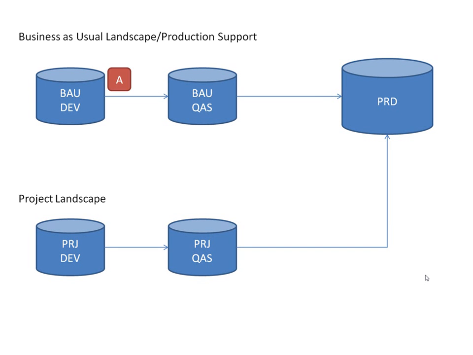Now suppose we make an emergency correction to some object. It starts in business as usual development, migrates to QAS, and finally into production. The life cycle of this change may be measured in a few short hours. Now what if we change the same object in the project stream? As with BAU, it starts off in development, moves to QA, before finally migrating into production. The life cycle of this change may be measured in several months.